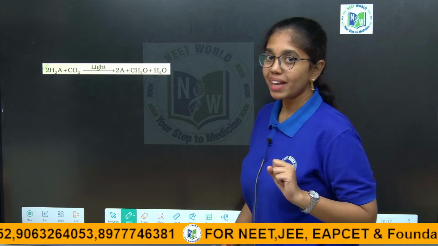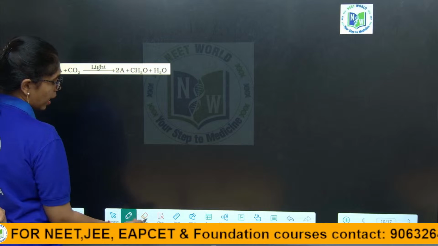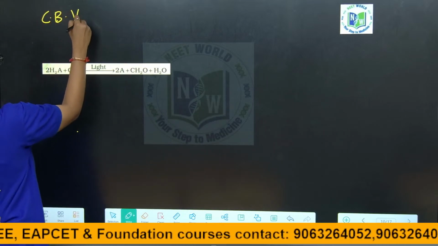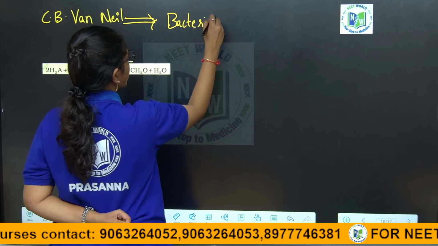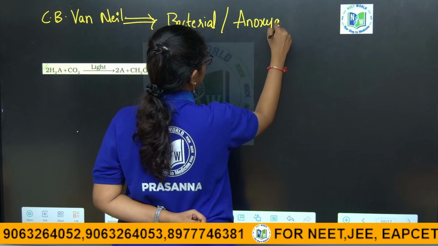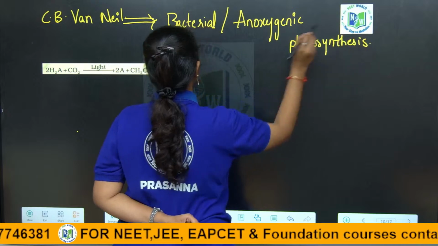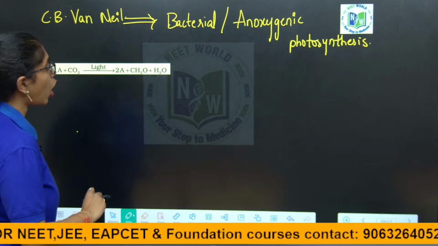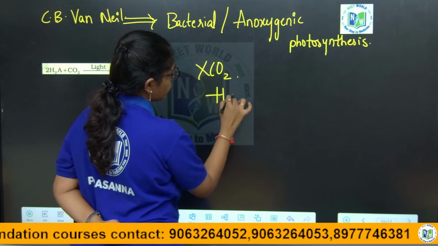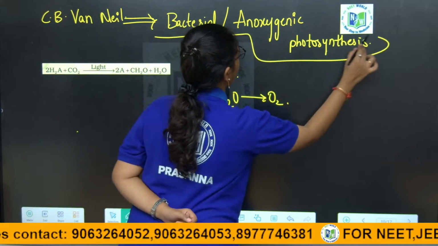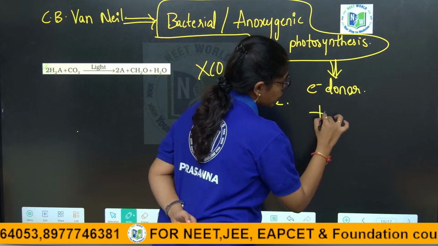It is T.W. Engelmann who gave us action and absorption spectra. Then it is C.B. Van Niel who conducted a milestone experiment. By conducting bacterial or anoxygenic photosynthesis, C.B. Van Niel said that the oxygen which is evolved in photosynthesis is not from carbon dioxide, it is from water. In bacteria, the electron donor is H2S.